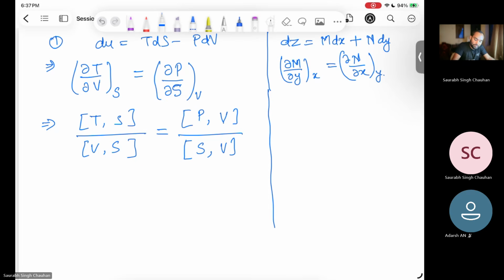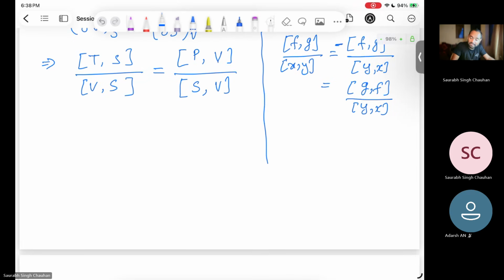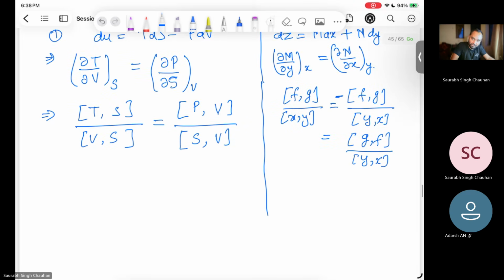And there was one more property of Jacobian, that ∂(f,g) by ∂(x,y). If you change the order of any one variable, then you will get one negative sign. So if you change the order of x and y, if you are writing y comma x, then you will get one negative sign. Similarly if you change the order of g and f, g comma f, and you are keeping y comma x, so one more negative sign will come, and both negative signs will cancel out each other. So this is one of the properties of Jacobian that you can prove using the definition of Jacobians.